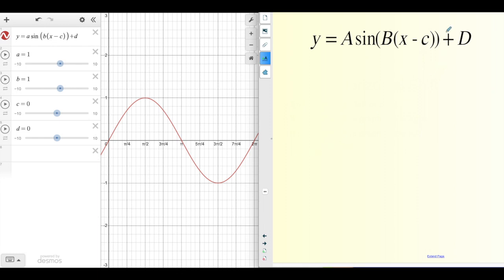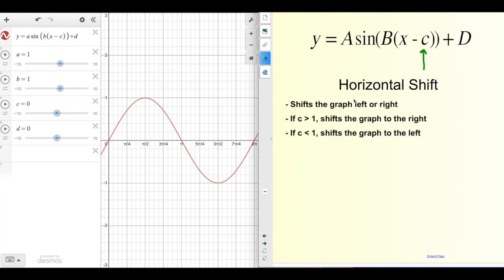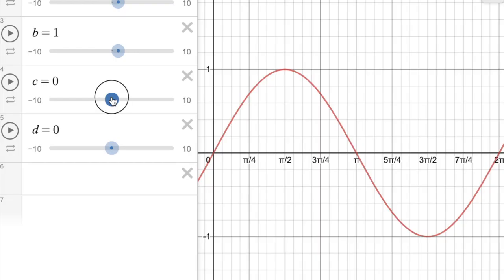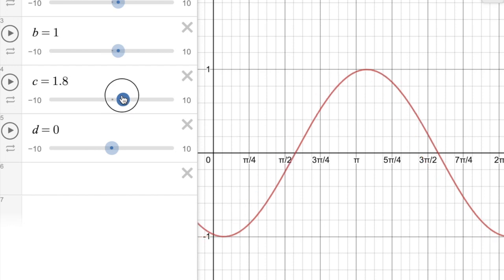Now for the next one, this one I know will look very familiar to you all. It's the X in the parentheses. So this is the horizontal shift. So it shifts the graph left to right. When C is bigger than 1, it shifts it to the right. When C is less than 1, it shifts it to the left. So look at that. When C is greater than 1, you see that? It's shifting to the right.